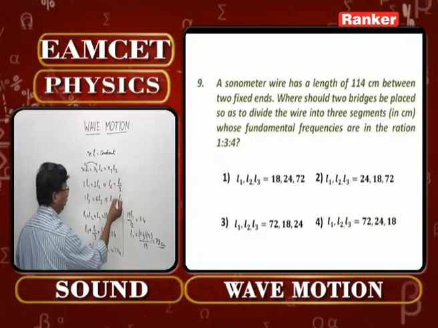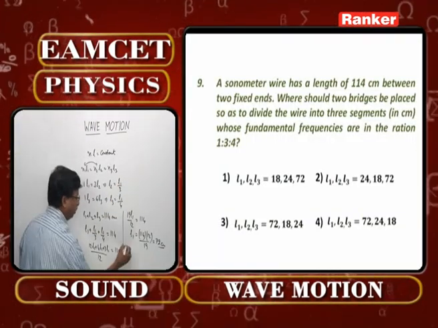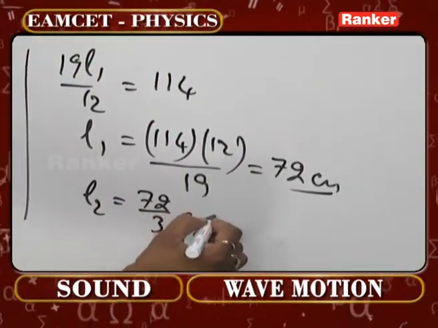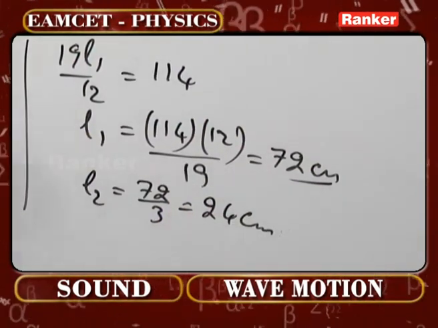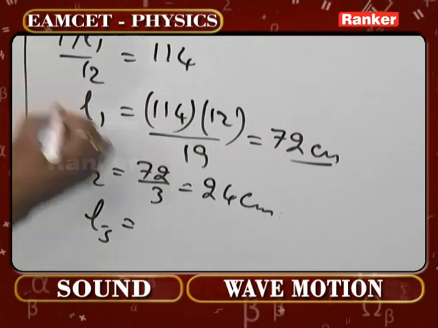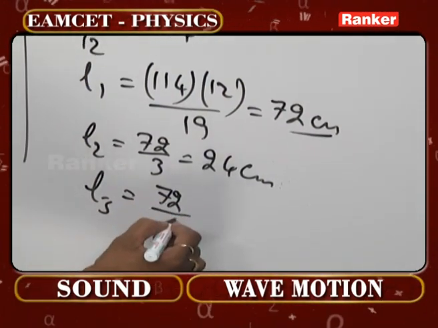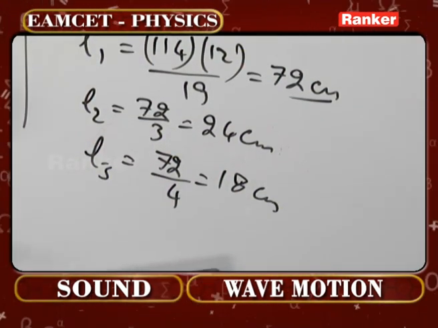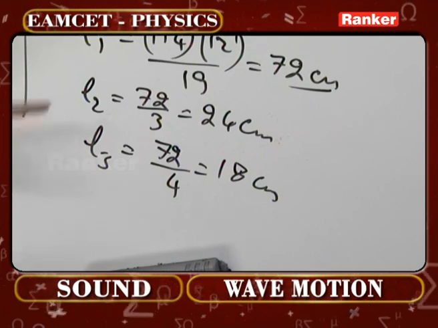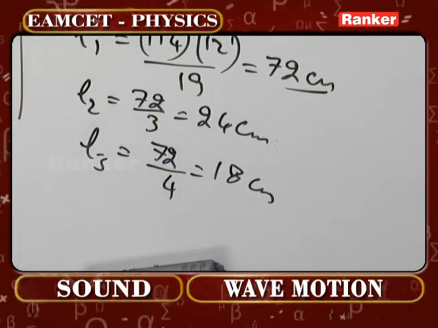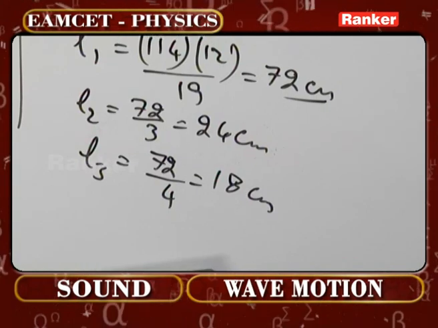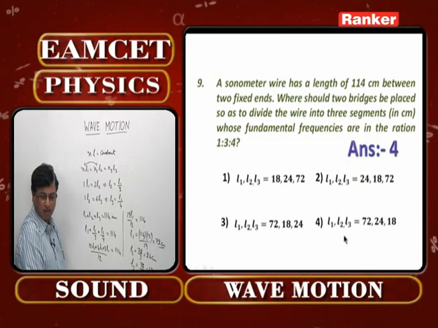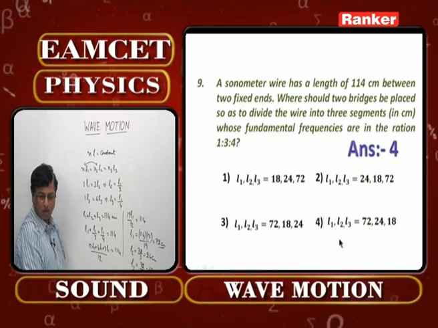If L1 is 72 centimeter, what should be L2 now? L2 will be 72 by 3, how many times it goes? 24 centimeter. What will be L3 now? It is going to be 72 by 4. How many times it goes? 18 centimeter. So what are the three values of lengths to be taken? 72 centimeter, 24 centimeter and 18 centimeter. Look at the fourth option please. 72, 24 and 18. These are the three corresponding values he has given for L1, L2 and L3.